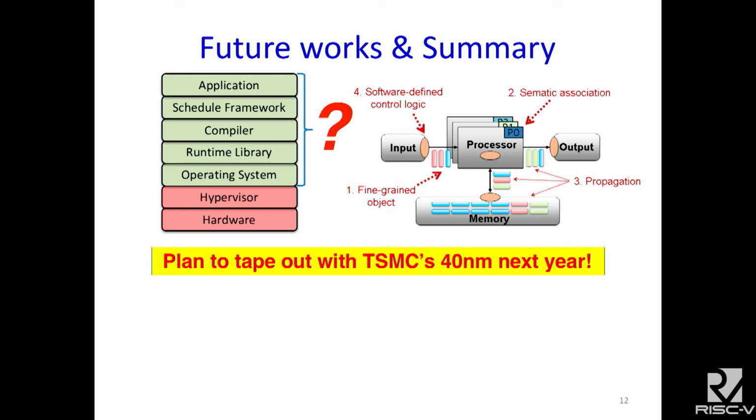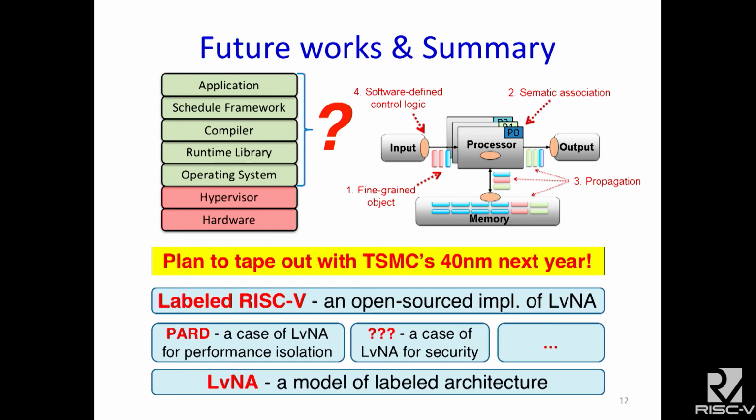For Alvina, there are a lot of things to explore in the system stack. A great step is that we are planning to tape out with TSMC 14 nanometers next year. To summarize, Alvina is a model of labeled architecture, and Parties is a case of Alvina for performance isolation. And LabelRISC-V is an open source implementation of Alvina. As a model, we may also apply Alvina to other areas to enable some interesting research, for example, security and other things.